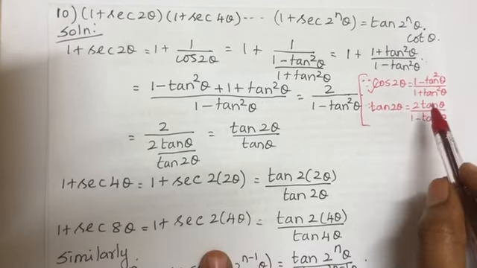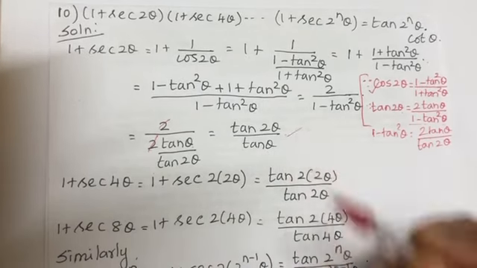2 and 2 will get cancelled. So, the reciprocal, that is tan 2 theta by tan theta. So, 1 plus secant theta is equal to tan 2 theta by tan theta.